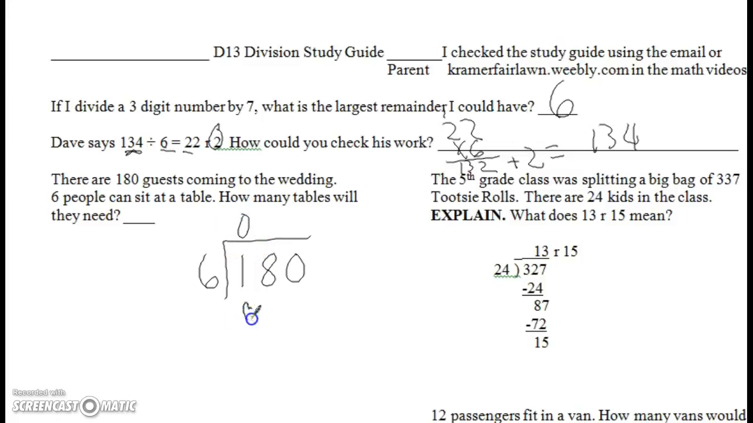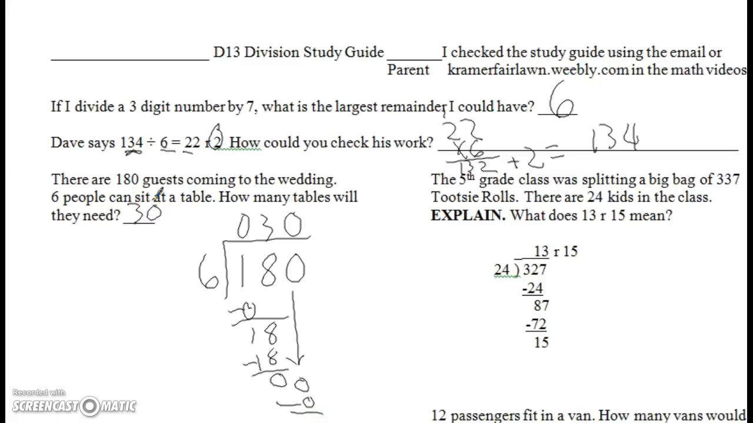6 is not going to go into 1, but it is going to go into 18 3 times. Nothing left, but I still have the 0 to come down, because 3 tables is definitely not enough for 180 guests. 6 goes into 0 0 times, and so I would need 30 tables.